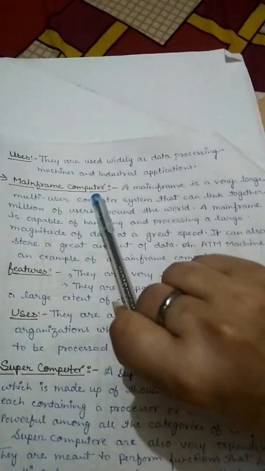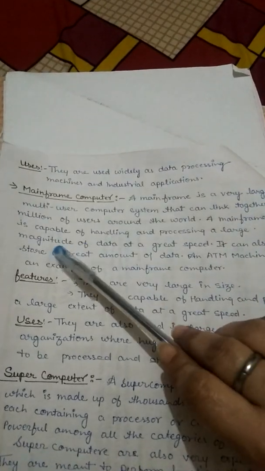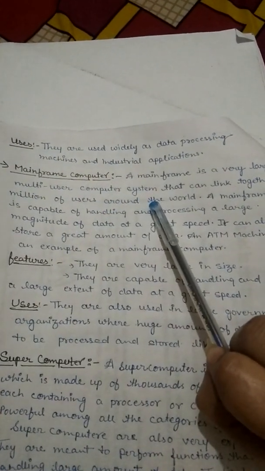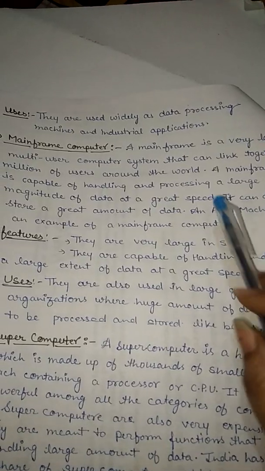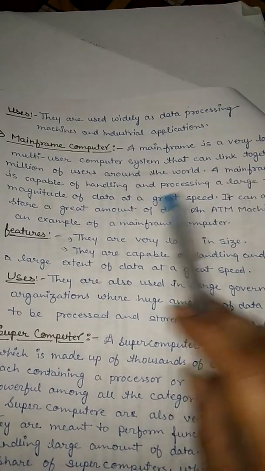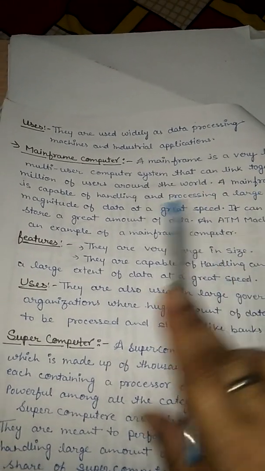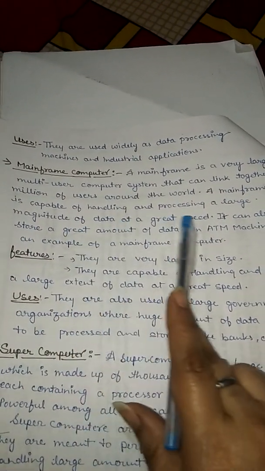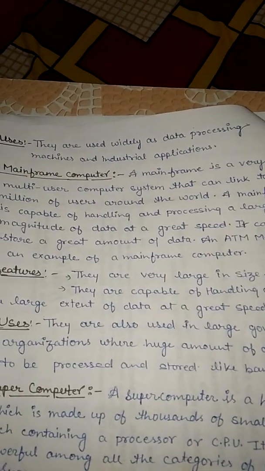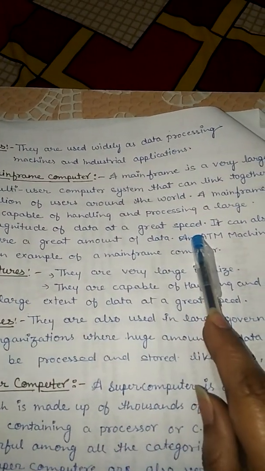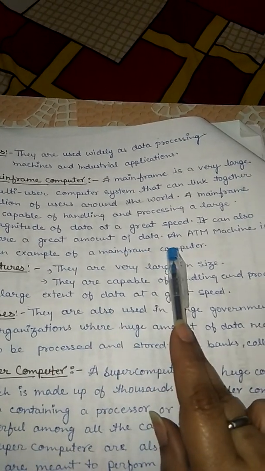Now next one, mainframe computer. The mainframe computer is a very large multi-user computer system that can link together millions of users around the world. A mainframe is capable of handling and processing a large magnitude of data at great speed. It can also store a great amount of data.